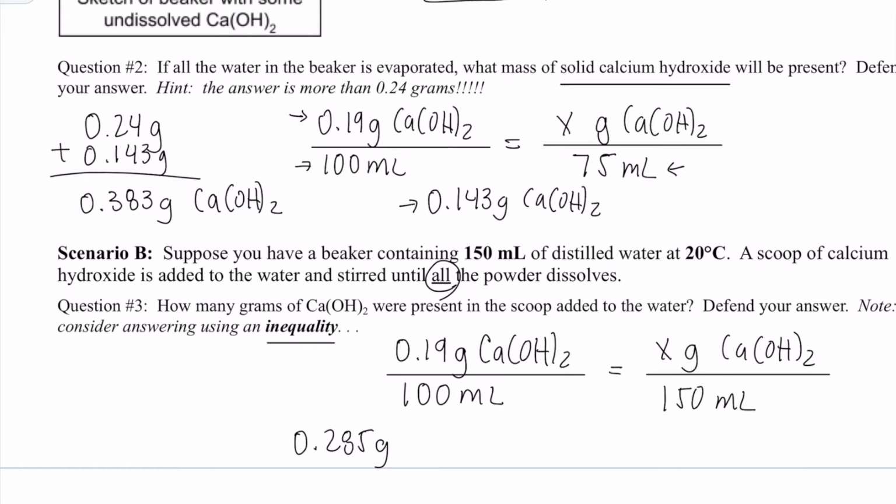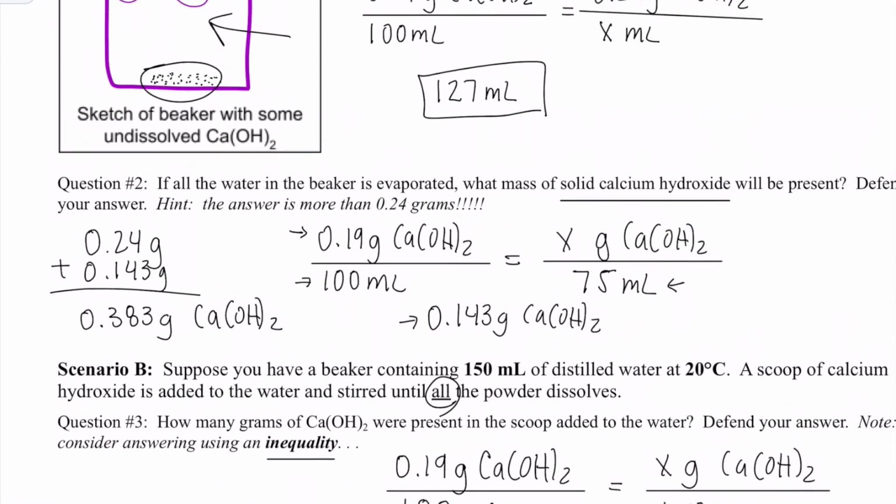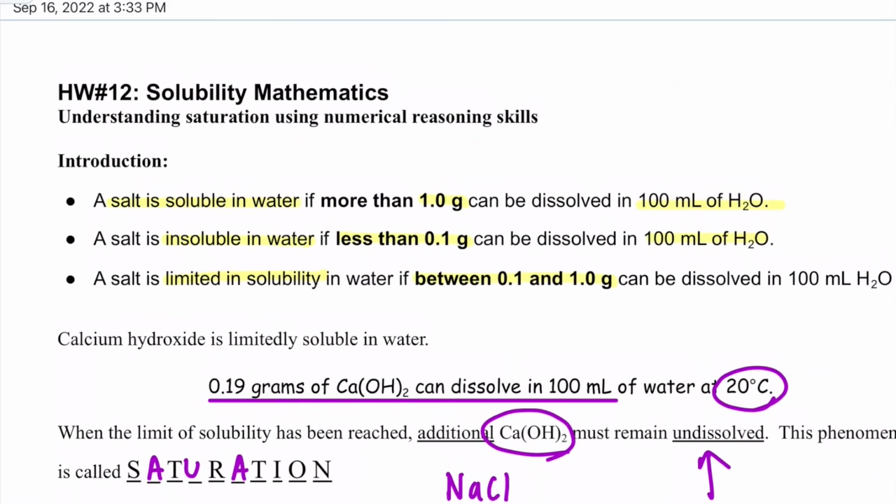So this is where an inequality is useful. Less than or equal to. The person added less than or equal to 0.285 grams. The main point that I want you to gather from this is this idea of limited solubility, that you could have a salt that produces a little bit of solid, and that could be a limitedly soluble salt. And that's indicated as a question mark on the back of your periodic table on the solubility table. So that's something to keep in mind moving forward.